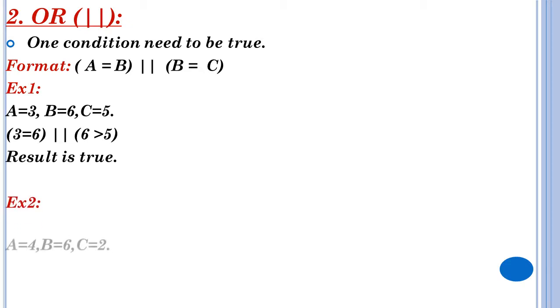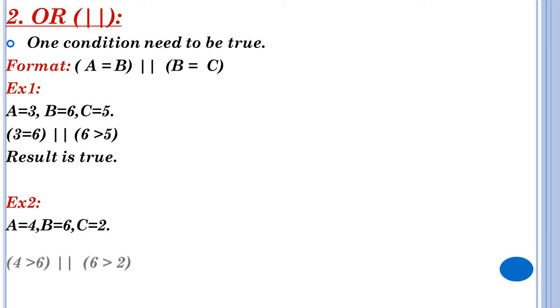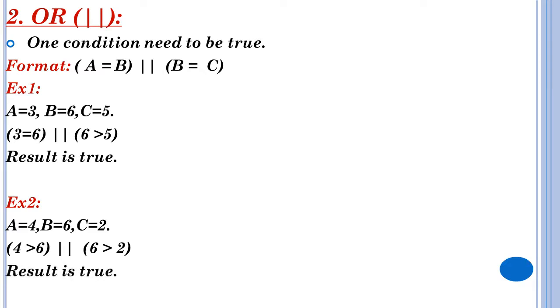Second example: A equals 4, B equals 6 and C equals 2. You are going to check 4 is greater than 6 or 6 is greater than 2. 4 is not greater than 6, but the second condition, 6 is greater than 2, is correct. So the final result is true. This is about OR. For the OR we will use two pipelines.